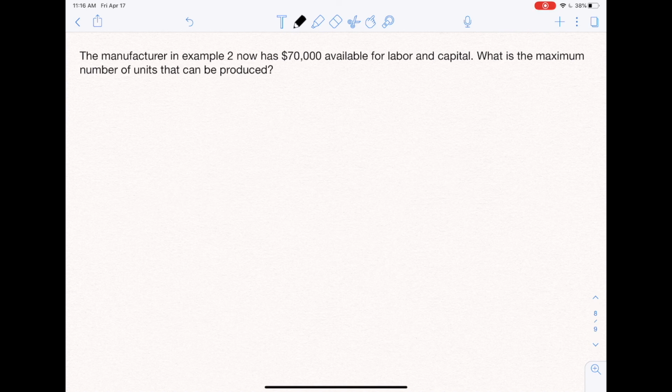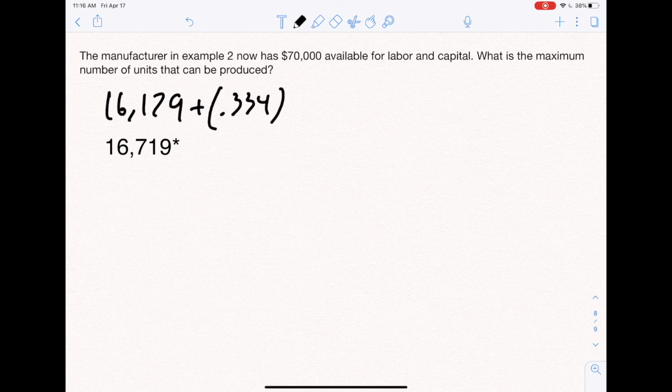We know that at $50,000 we can produce 16,179 units. Plus, like we talked about earlier, the Lagrange multiplier, the marginal productivity of money, is 0.334, and we can multiply that by $20,000, which is the extra capital that we got from 70,000 minus 50,000. And this here will work out to be about 23,400. So simply by increasing our capital by $20,000, we can increase our production from 16,000 to 23,000 units. And we don't have to go through the whole Lagrange multiplier process again.